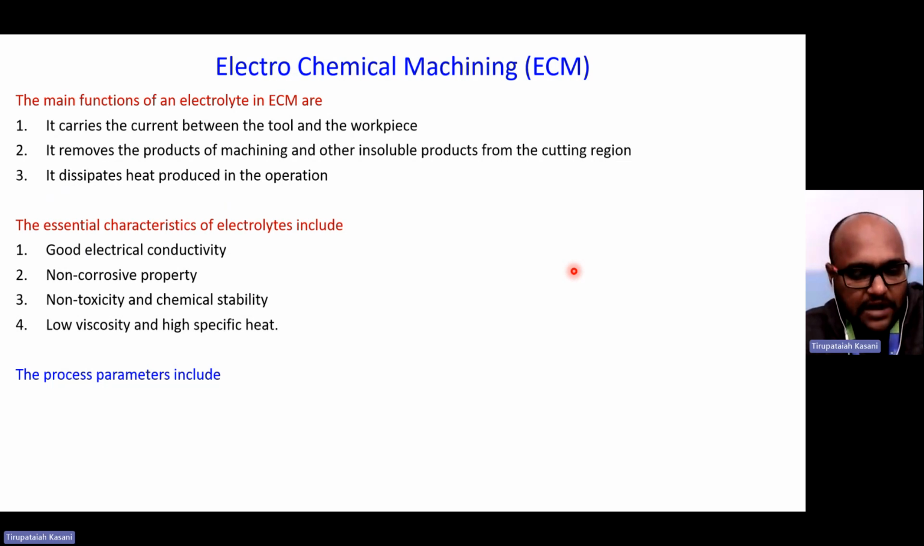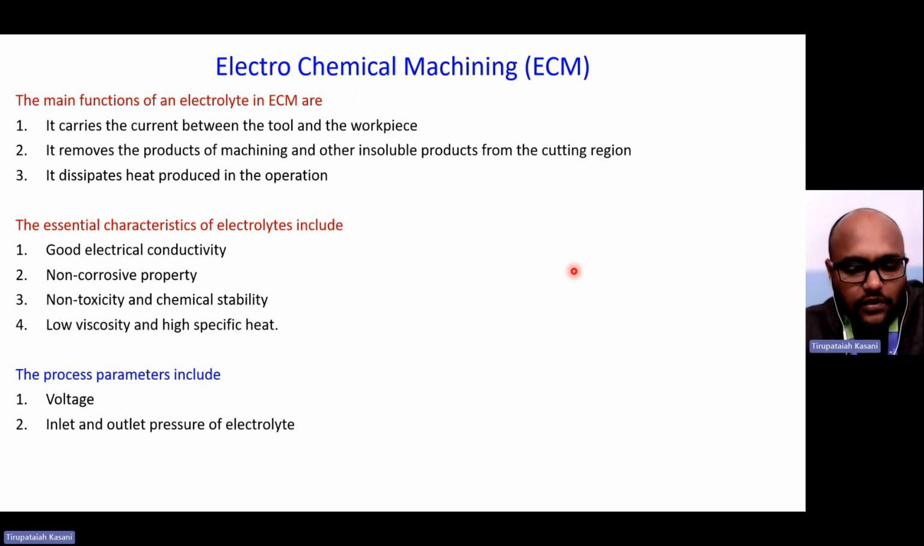And now the process parameters include the voltage, and the inlet and outlet pressure of the electrolyte. See here, the inlet and outlet pressure of the electrolyte, these two should be maintained constant. For example, if these two vary, then there may be an excess amount of material removal or a lesser amount of material removal.